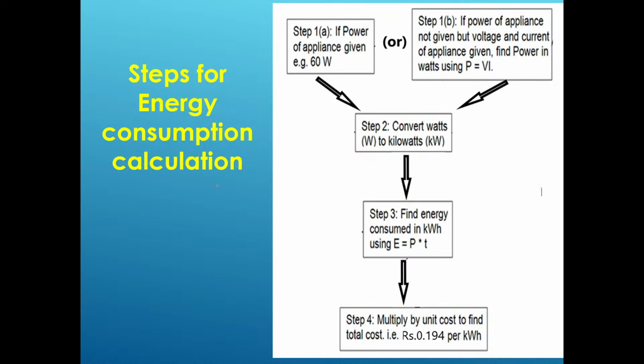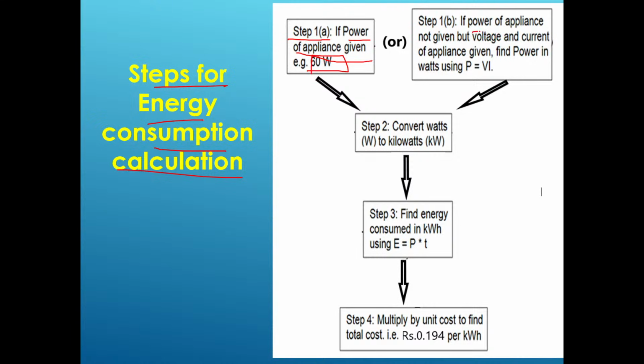So now energy consumption in our houses can be represented in a flow chart. So, steps for energy consumption calculation. These are the steps to be followed. Step 1A: if the power of the appliance is given, say some 60 watts, as mentioned here.